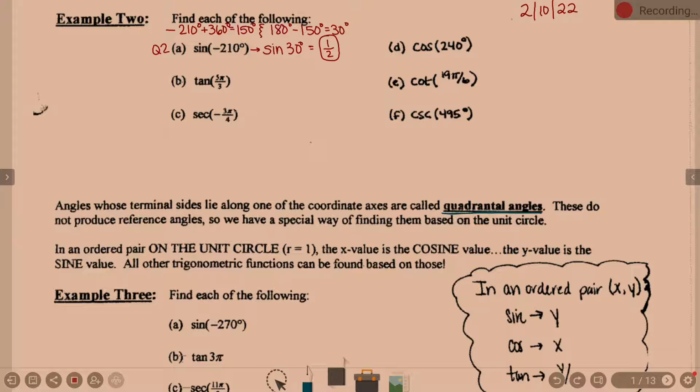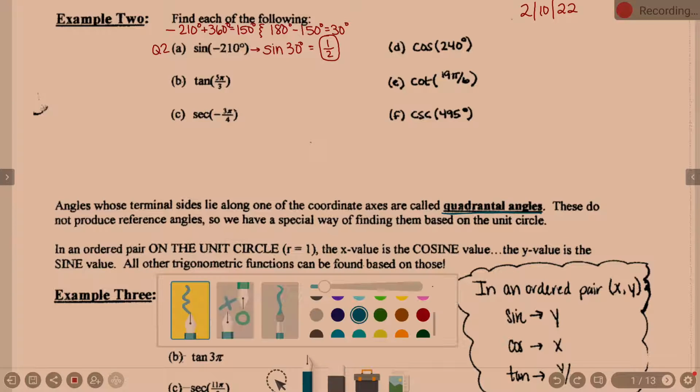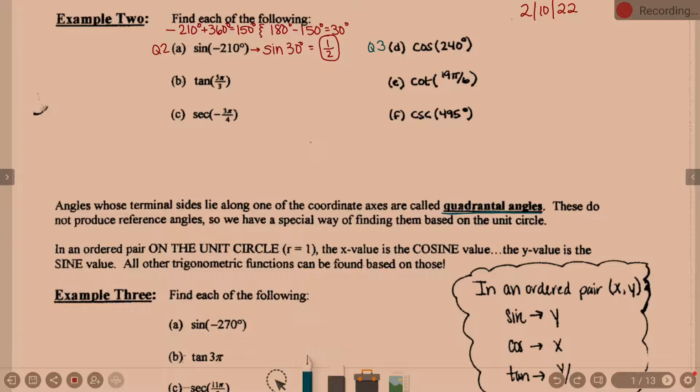Cosine of 240. I'm referring to these unit circles a lot today. I keep holding mine up. What do you know about 240? It's in the third quadrant because it's after you pass 180 and before you get to 270, correct? So 240 is in quadrant 3. And I want to know how far is 240 from the x-axis.